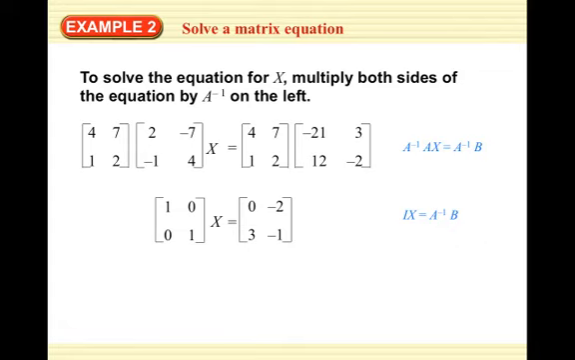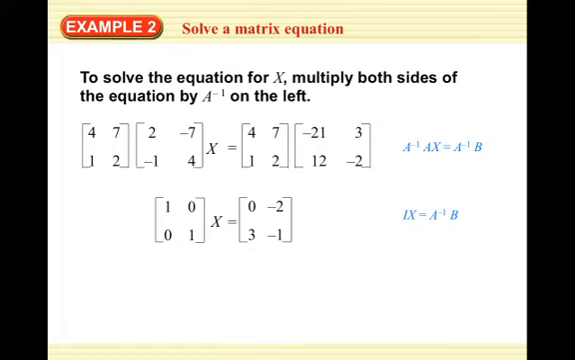So if you look, 4 times 2 is 8 plus 7 times -1, 8 plus -7 is going to be 1. And then 4 times -7 is -28, plus 7 times 4 is 28. Those add up to be 0. And then we go down to the second row. 1 times 2 is 2, plus 2 times -1 is 2 plus -2. We get 0. And then 1 times -7 is -7, plus 2 times 4 is 8. -7 plus 8 is 1. So we end up with that identity matrix on the left of X, which is what we wanted.